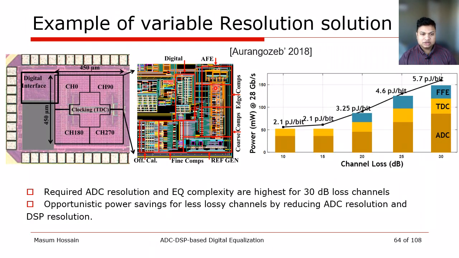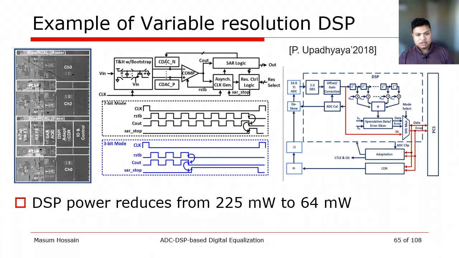Now we will shift our focus and look into some of the power reduction techniques. We notice that in a large ASIC there are different types of channels. Some of them have much lower loss. For those lower loss cases, as this work has shown, simplifying the equalization as well as sometimes reducing the ADC resolution can significantly improve the power consumption. The ADC resolution reduction is much more applicable for the SAR ADCs, as shown in this work.